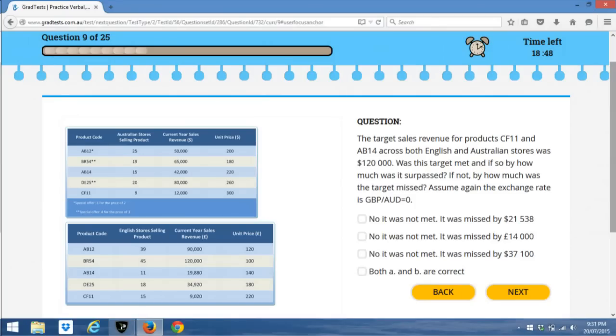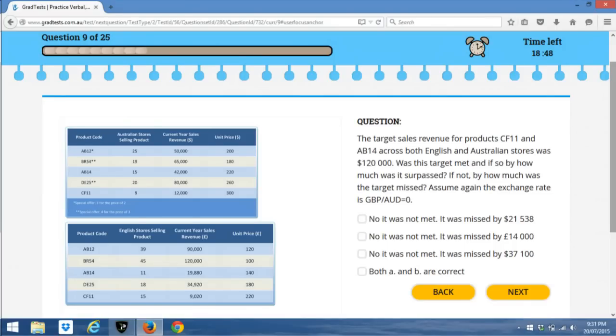Okay, moving on. The target sales revenue for products CF11 and AB14 across both English and Australian stores was $120,000. Was this target met, and if so, by how much was it surpassed? If not, by how much was the target missed? Assume again the exchange rate is, that should say 65 pence buys $1 Australian, so the original exchange rate.